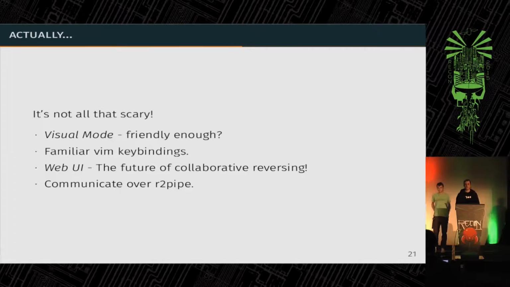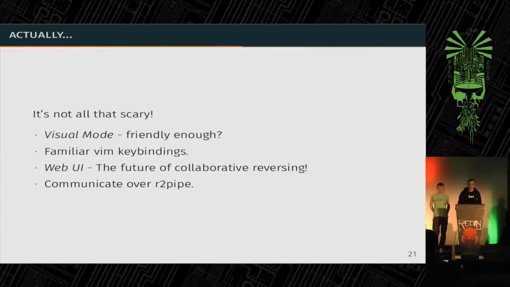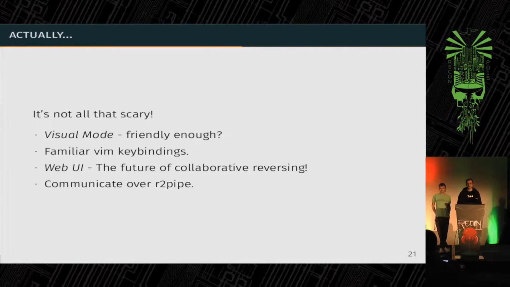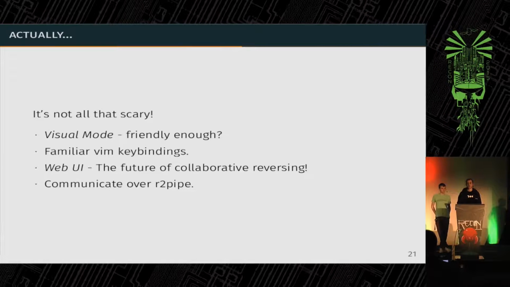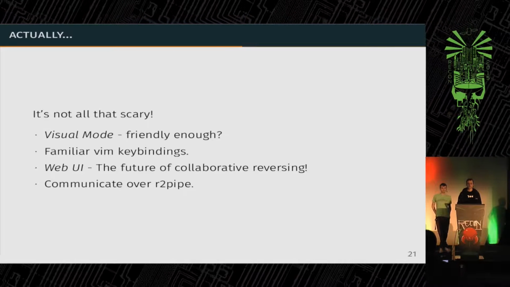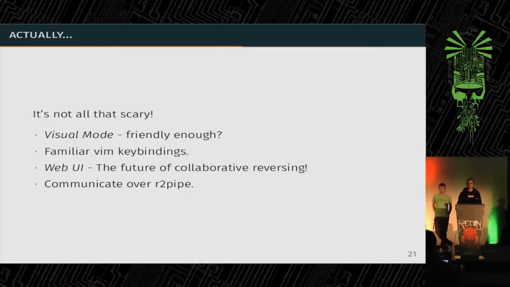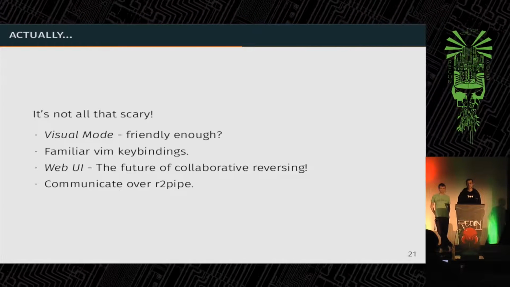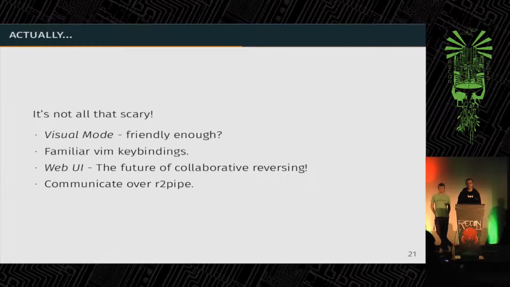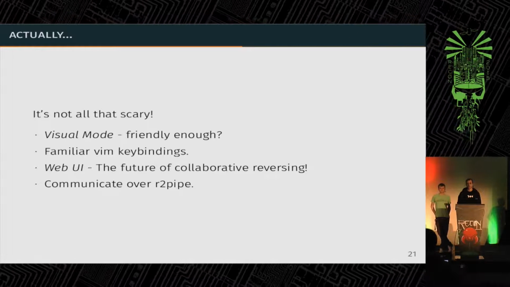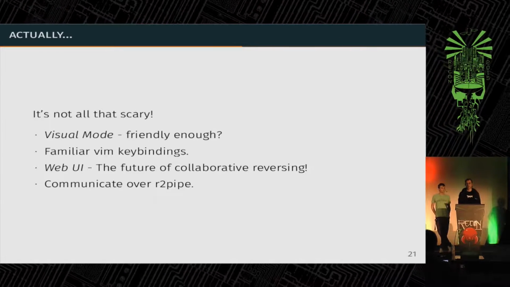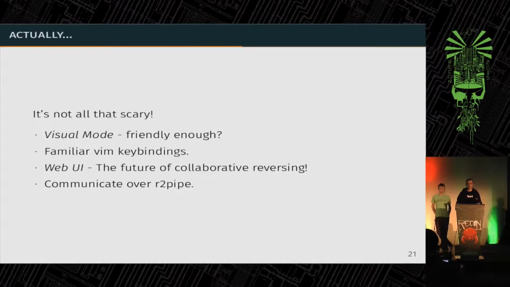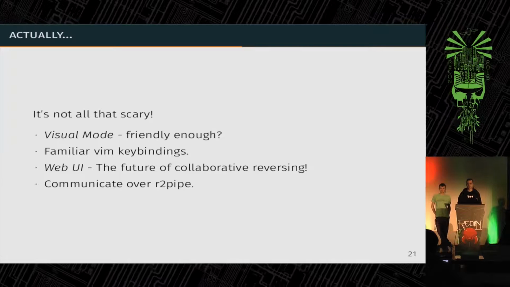We've got a web UI, because I don't know why, but it can be used for collaborative reversing. For example, you can launch Radare2 on your iPhone or your iWatch, and debug it from your laptop using the web UI. So this is pretty cool. And you can communicate over R2 pipe. So, for example, you can spawn an application on your iWatch, and your friend at the other end of the world can debug it on his computer. That's pretty cool.